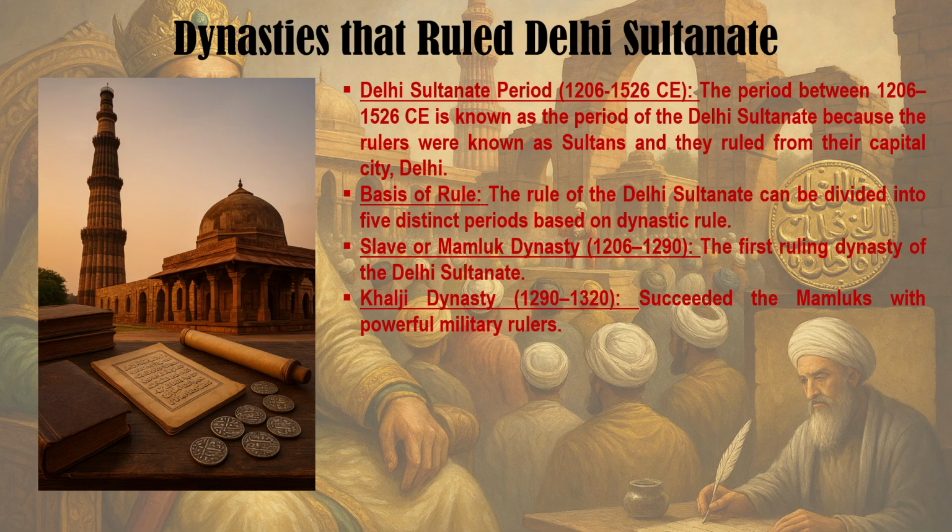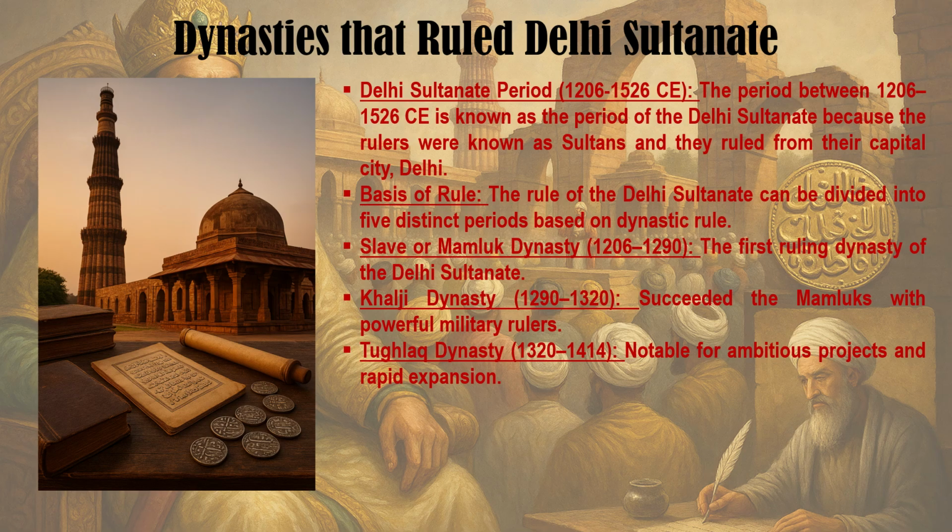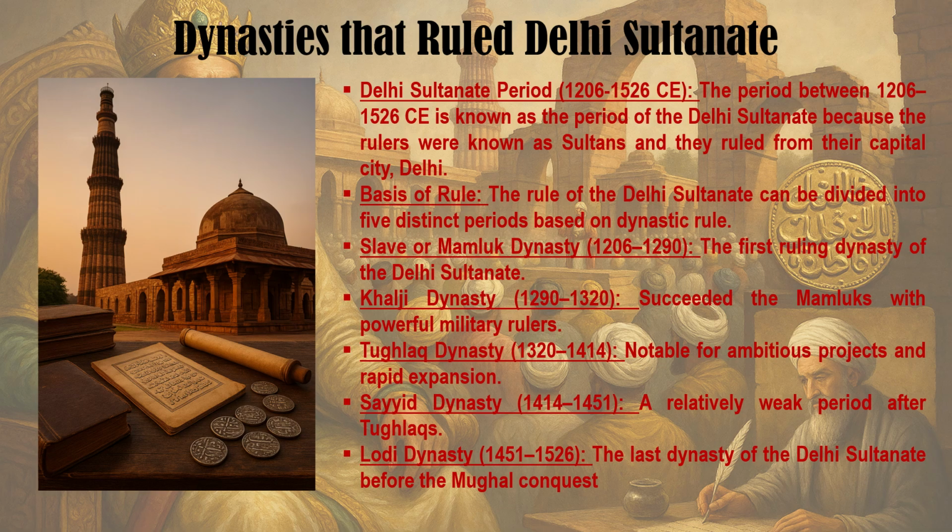Then came the Khalji dynasty, which succeeded the Mamluks with powerful military rulers. The Khalji dynasty was after the Mamluks and they were militarily very powerful. Next came the Tughlaq dynasty, who ruled from 1320 to 1414, and they were notable for their ambitious projects and rapid expansion. Next came the Sayyid dynasty. They ruled for a considerably smaller period of time and they were relatively weaker compared to the other dynasties. After that came the Lodhi dynasty, the last dynasty of the Delhi Sultanate before the Mughal conquest. So Lodhi was the last dynasty. After that came the Mughals.